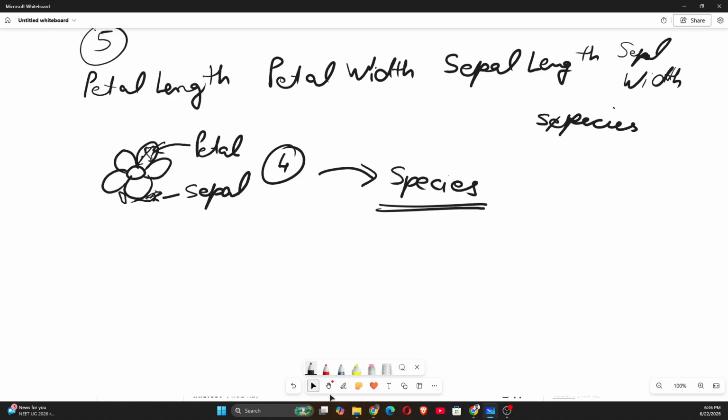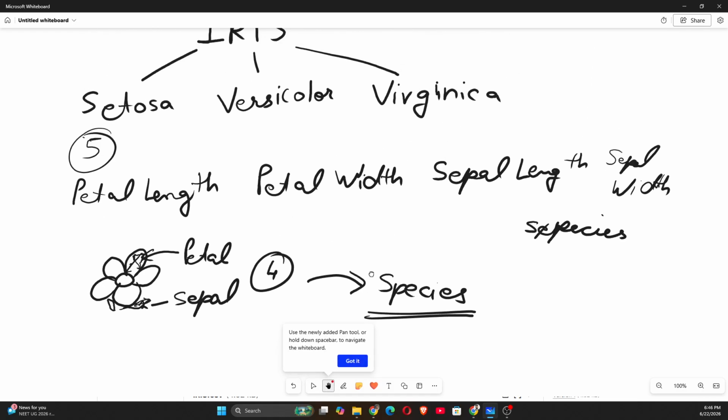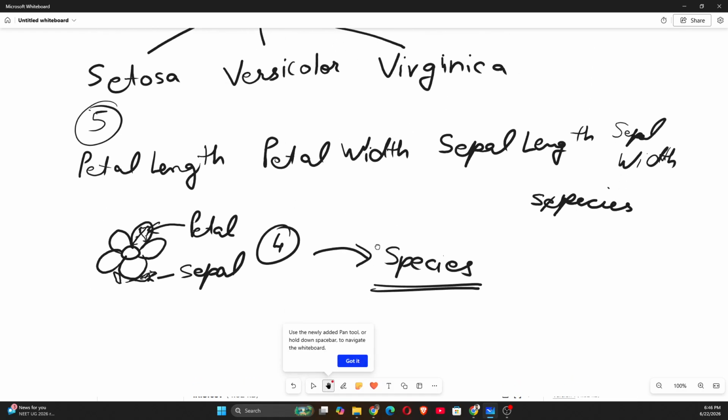What were the species? Setosa, Versicolor, Virginica. So the main objective of this project is to identify, like I would be giving you some petal length, petal width, sepal length, sepal width, and you will tell me which species the flower belongs to. Okay, so this is basically the blueprint of the project.